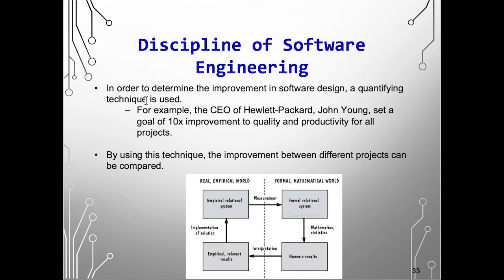In order to determine the improvement in software design, a quantifying technique is used. For example, the CEO of Hewlett-Packard, John Young, set a goal of 10 times improvement to quality and productivity for all projects. By using this technique, the improvement between different projects can also be compared.